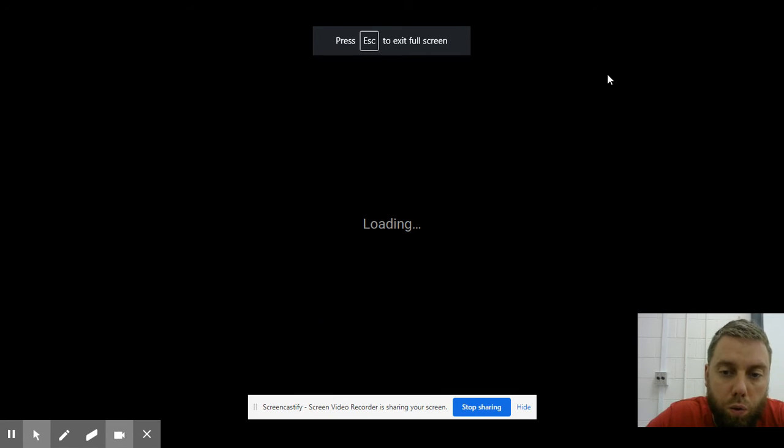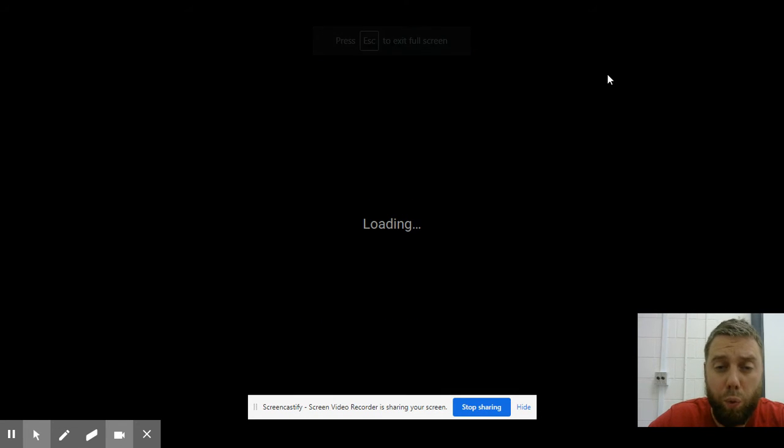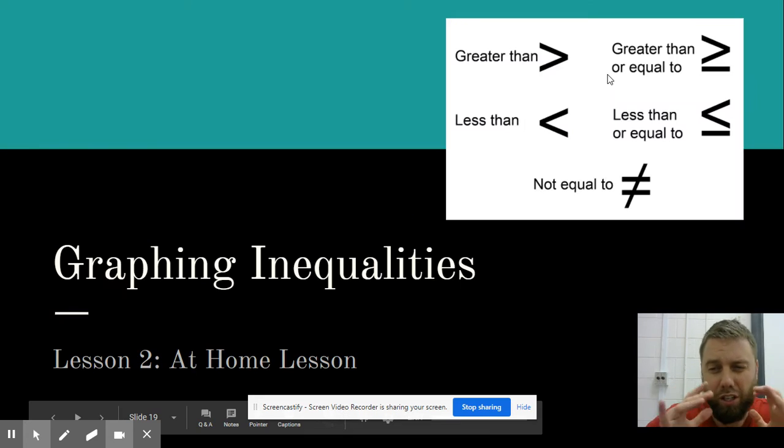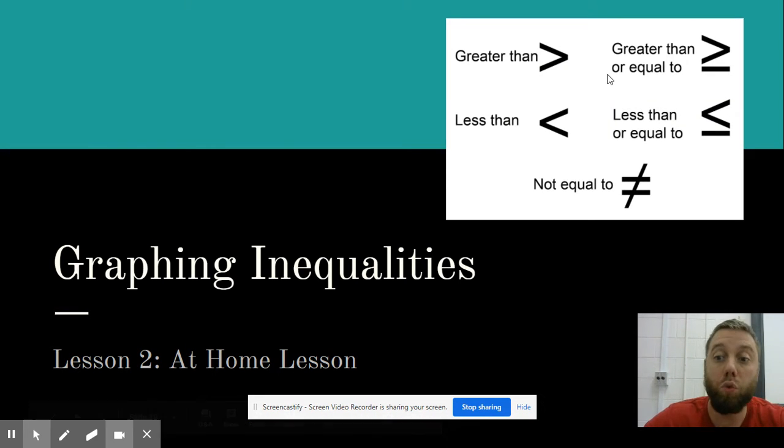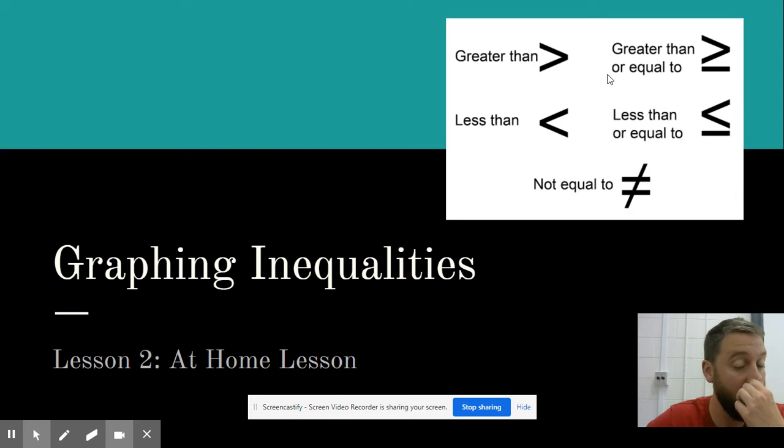Okay, so we're on to the second lesson of the week, and we're going to change gears a little bit. We practiced solving equations. Now we need to practice a little bit of graphing inequalities. Graphing inequalities. So when we hear inequality, we think of one being better than the other, or one being more than the other. That's how we use it in everyday language.